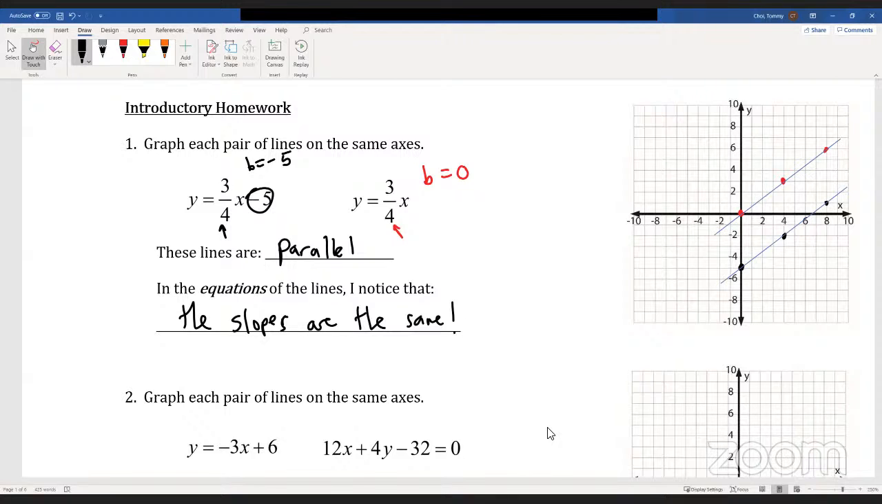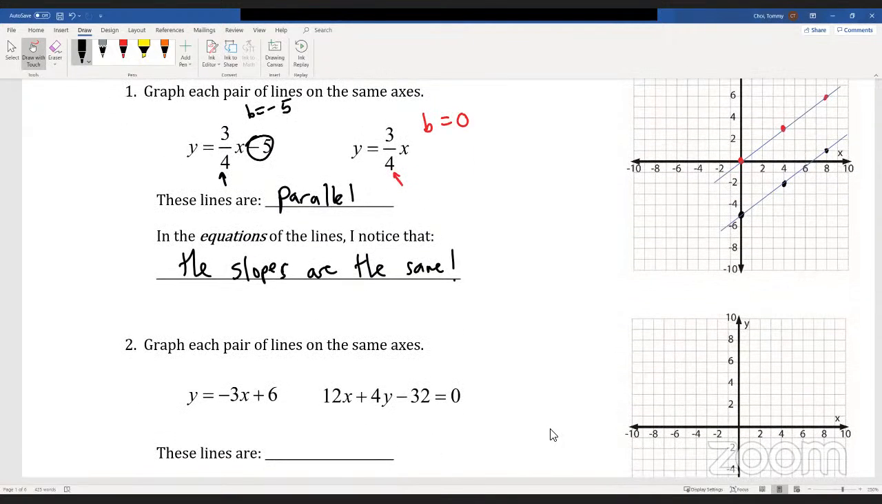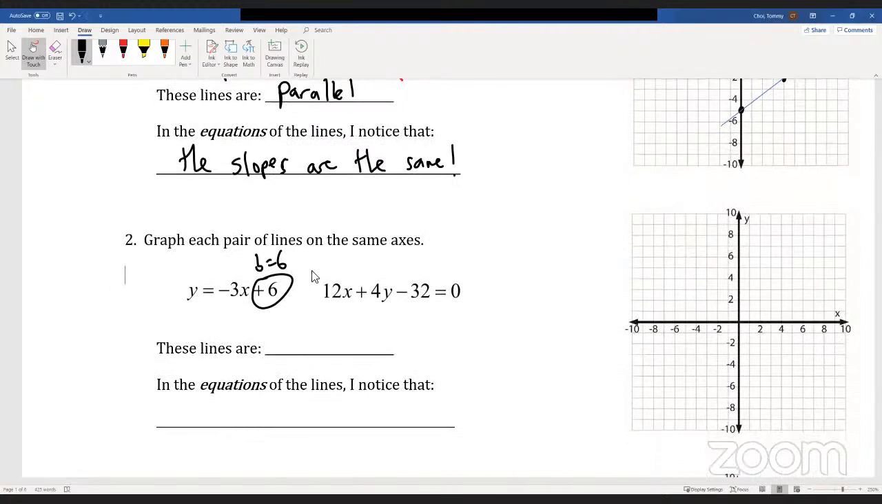For number 2, we'll notice, oh, that's not good. We don't have slope-intercept form, but does that stop us from doing anything? Absolutely not. So here, graph each pair of lines. We start with the y-intercept again, which is 6. We plot the 6 point here. So y equals 6 over there. And then we use the slope -3, which is -3 over 1. So down 3, right 1. And so we're going to end up here. We do it again, and we can do it one more time.